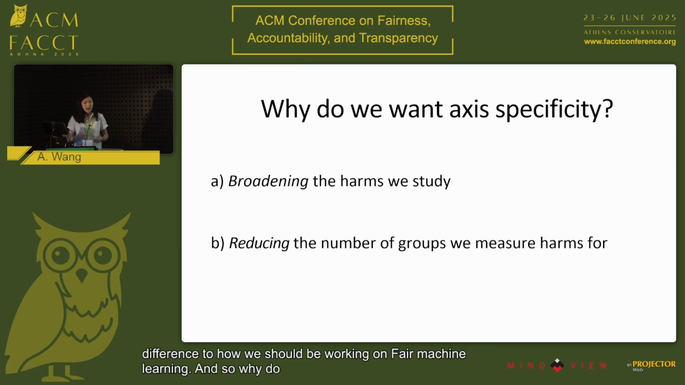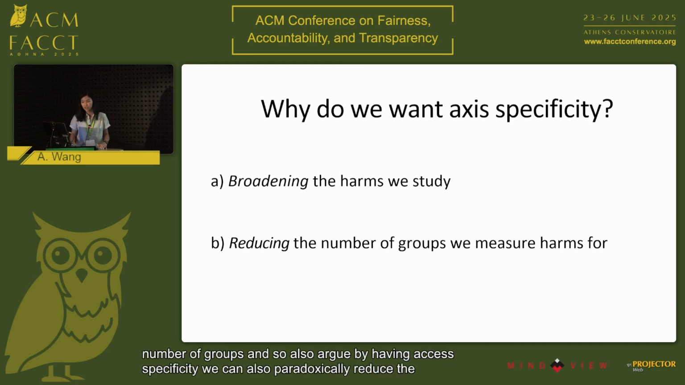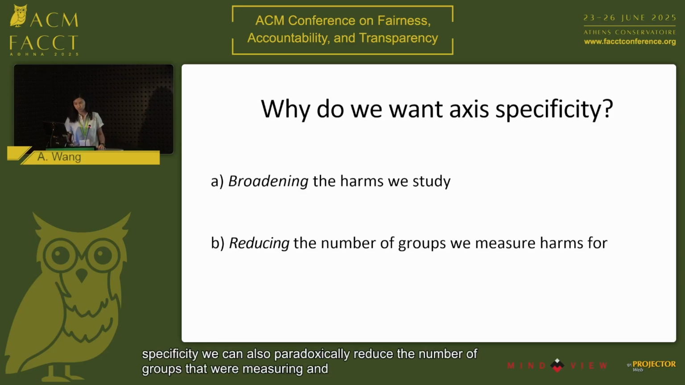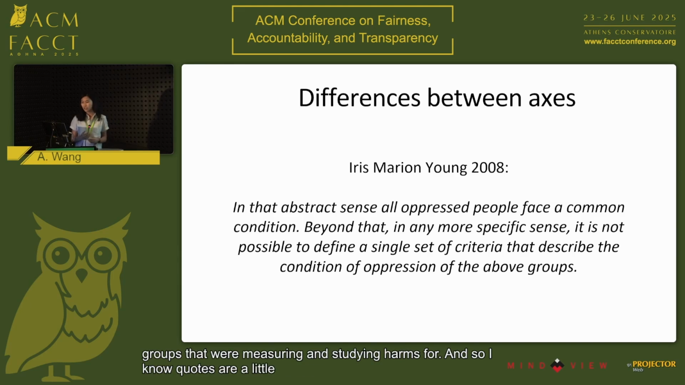And so why do we want axis specificity? It can help broaden the harms we study into looking at a much larger number of harms. But typically when this comes up, then people get scared that this won't be tractable, we'll have an infinite number of groups. And so I'll also argue that by having axis specificity, we can paradoxically reduce the number of groups that we're measuring and studying harms for. I know quotes are a little tedious, but I'm just going to read two from important scholars that I think are really relevant here.